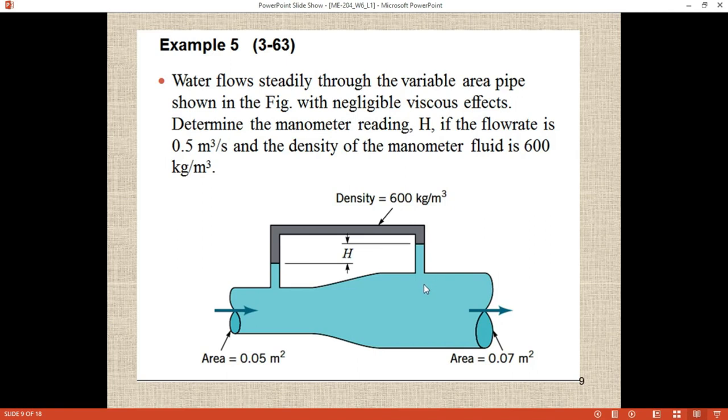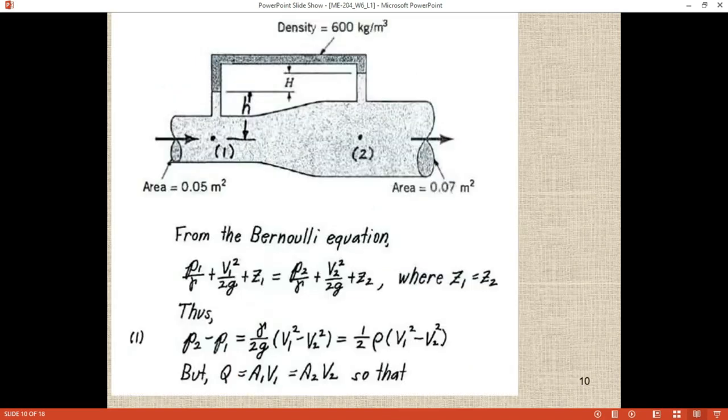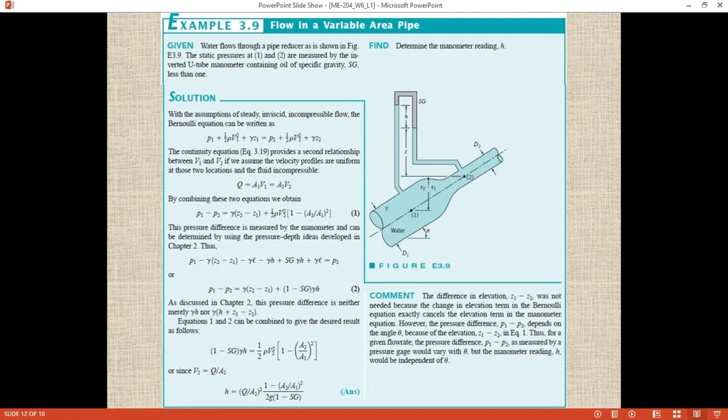Inverted U-tube manometer. So let's solve this problem by yourself, and if you have any problem we can discuss. So let's move on to the other problem. Here you can see also the problem related to the variable area. The area of the pipe is varying.